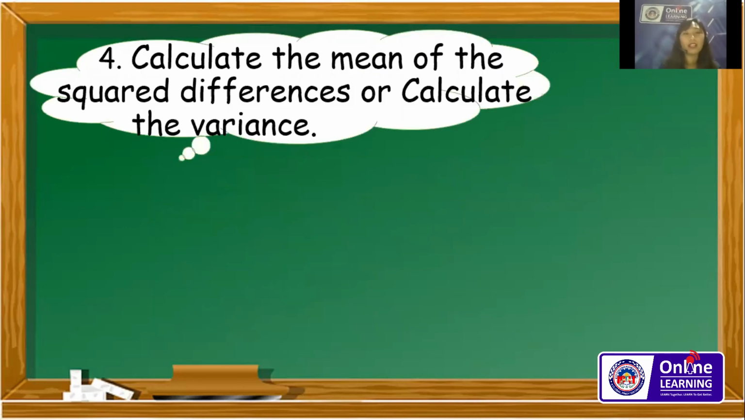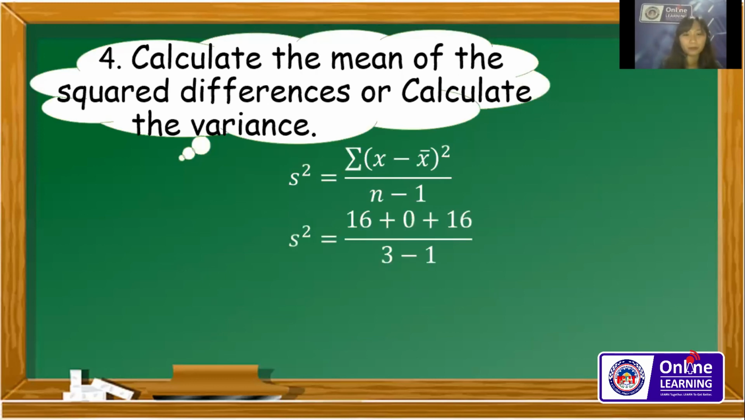And the fourth step is we have to calculate the mean of the square difference or calculate the variance using the formula. Again, what is the formula in getting the variance? S squared is equal to the sum of the square difference divided by n minus 1. So 16 plus 0 plus 16, and that is equal to what? 32 divided by 3 minus 1, which is 2. So the variance is equal to what? Equal to 16. So that is the variance.